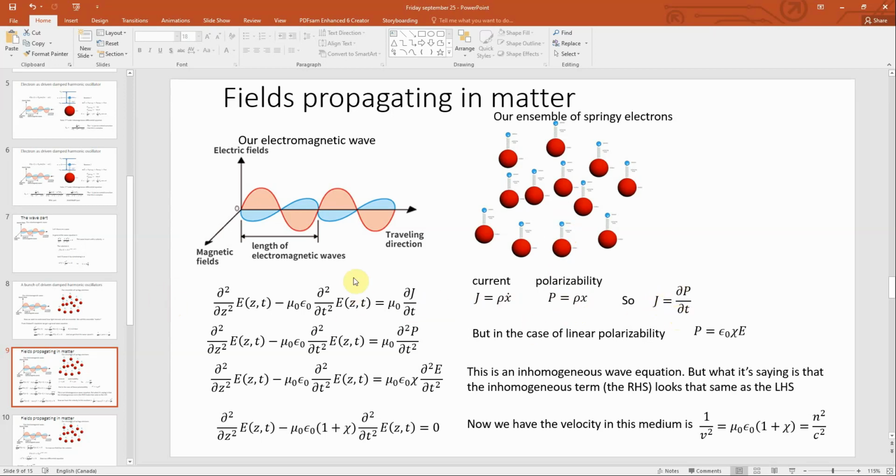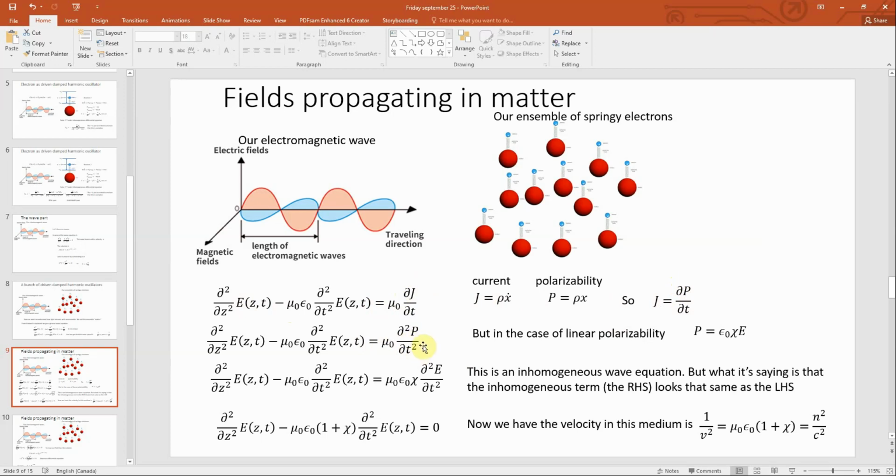But we said that the general form of this wave equation is that the inhomogeneous part is mu naught times the first order derivative of j with respect to time. But we just said that j is equal to the derivative of the polarization with respect to time. And so that gives us that this is actually the second order derivative of the polarization with respect to time.